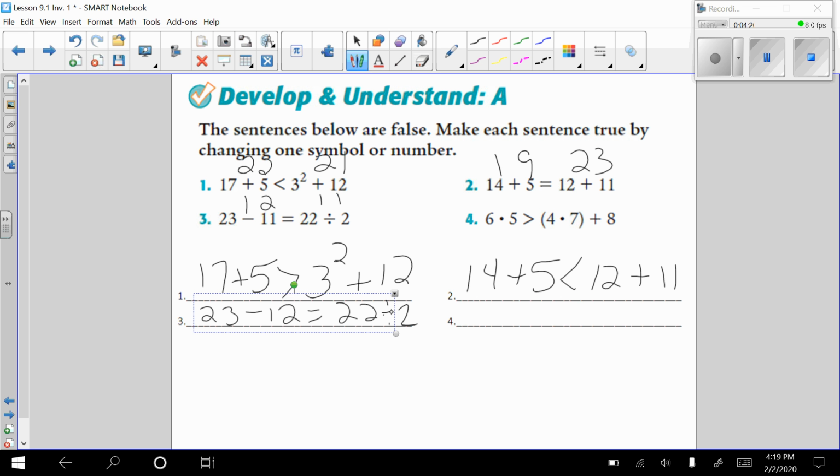They both equal 11. So I could change it that way. For the next one, it says 6 times 5 is greater than 4 times 7 plus 8. Well, 6 times 5 is 30. PEMDAS tells me to do parentheses and multiplication first. So that would be 4 times 7 is 28 plus 8 is 36. Again, we know that 30 is not greater than 36. So we could just change the sign. 6 times 5 is less than 4 times 7 plus 8. And we really don't need the parentheses there, but we could put them there because PEMDAS tells us I'm going to multiply first anyways.